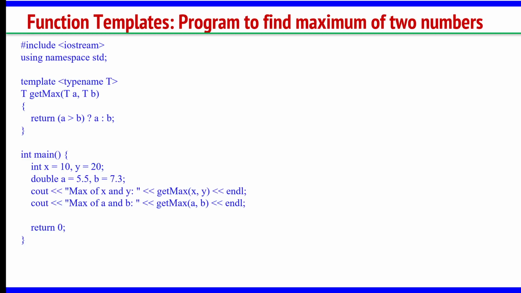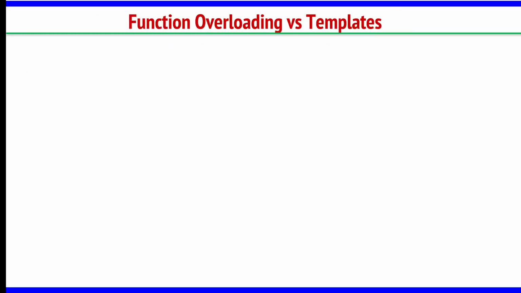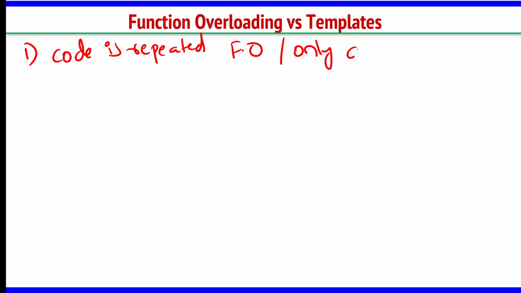This is about function templates. One last topic here: what is the difference between function overloading versus templates? Very important point here. The first difference you understood: code is repeated in function overloading because only the data type is changing, whereas in a template we write a single one. In function overloading I am unnecessarily writing 4 different functions, in templates I am writing only one function.